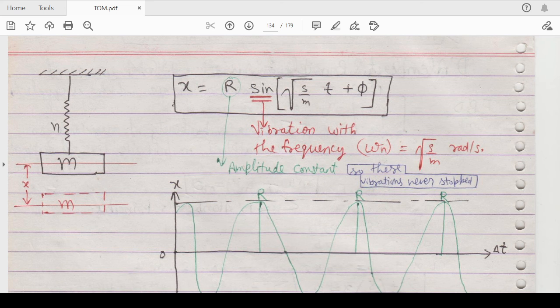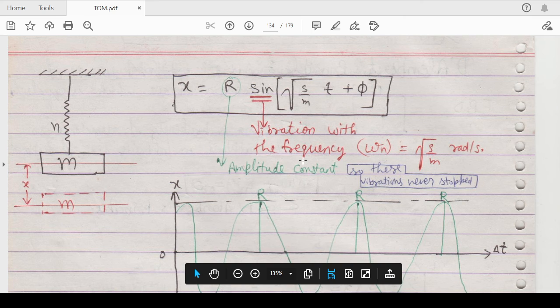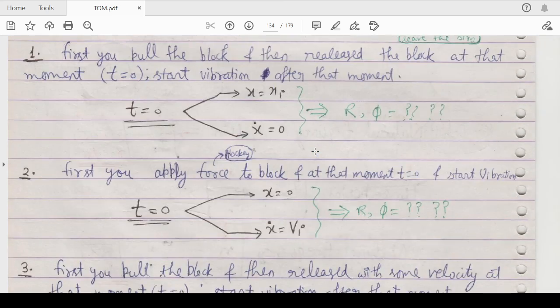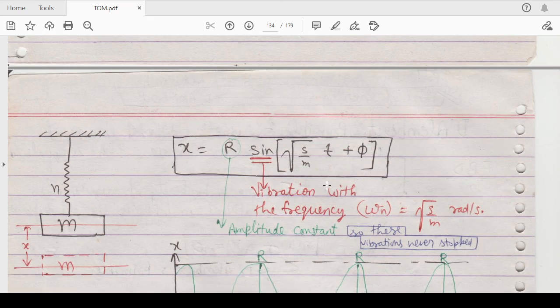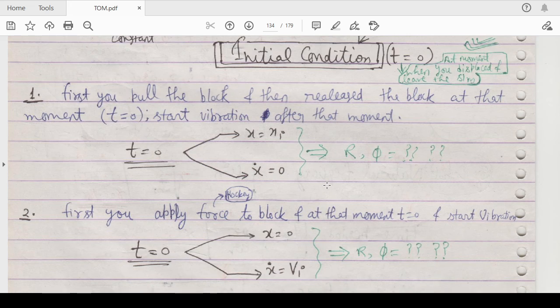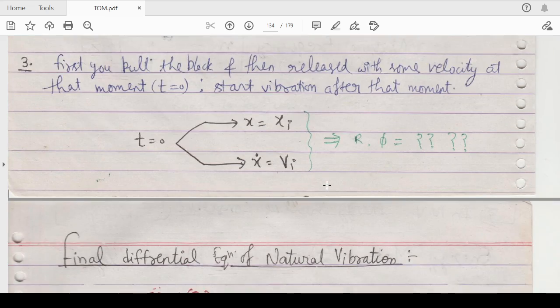Hello friends, in the last session we discussed the various boundary conditions for the natural vibration general equation. As you can see, this is the vibration equation. With the help of the boundary conditions, or end conditions, you can calculate the values of r and phi so that you have the exact equation of your vibrating system. This we discussed in the last session.